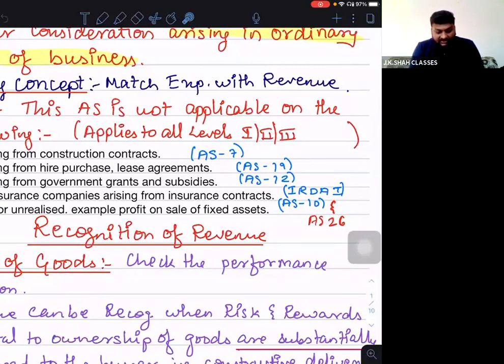Then point number 2, revenue arising from HP or lease agreements. That we will be learning in AS19. Now, the hire purchase chapter, I think will not be covered so early, but there is a concept of HP. I would say simply, when you take a loan and you purchase an asset, you repay your EMIs, and your EMIs include principal plus interest. So how to account for those principal and interest is what you're going to learn in HP or lease agreements, because lease agreements are also very similar to taking a loan and buying an asset.